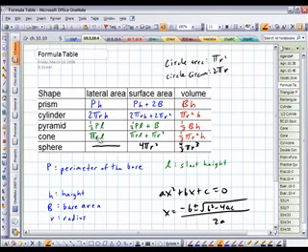Now for a cone, the lateral area is pi times the radius of the cone times the slant height, which is the length along the side of the cone. And then, again, cones just have one circle, not two as a cylinder would. So surface area is pi r L, which is the lateral area, plus the one circle on the bottom, pi r squared.